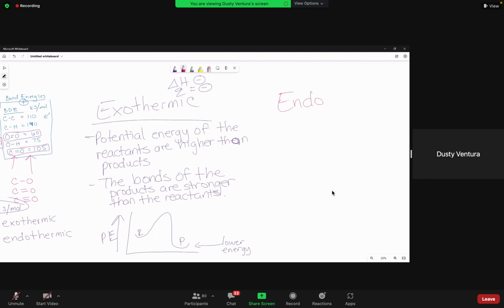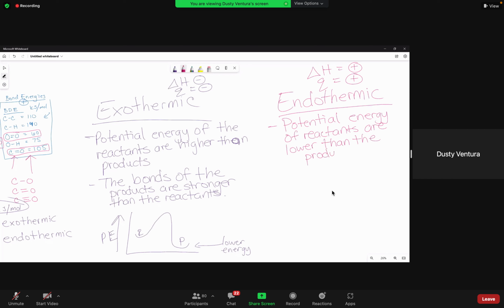Endothermic. Everything is just the opposite. The universe does not want to do endothermic reactions. It has to add energy into the system in order for these guys to happen. And it's because the opposite thing: potential energy of the reactants is lower. So the reactants are more chill than the products. And so for this to happen, we have to add energy into the system to create a higher energy species. So potential energy of reactants are lower now than the products.